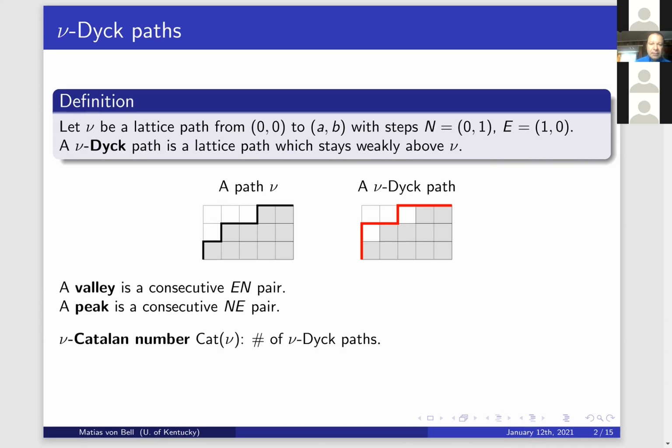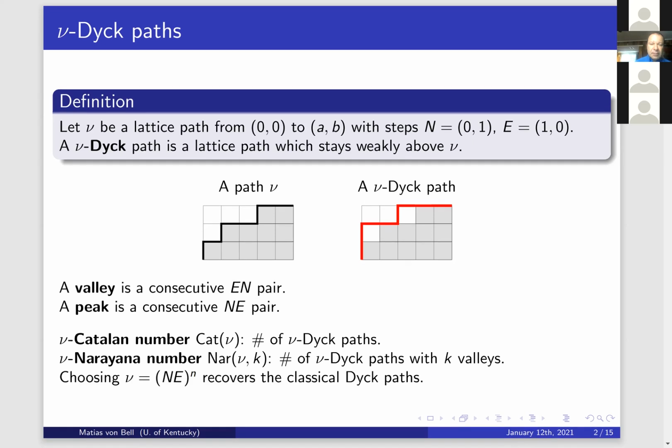ν-Catalan numbers can then be defined to be the number of ν-Dyck paths. ν-Narayana numbers, as well, can be defined as the number of ν-Dyck paths with exactly k valleys. This is a nice generalization of the classical cases, where the classical cases can be recovered if we pick our path ν to be the staircase path.